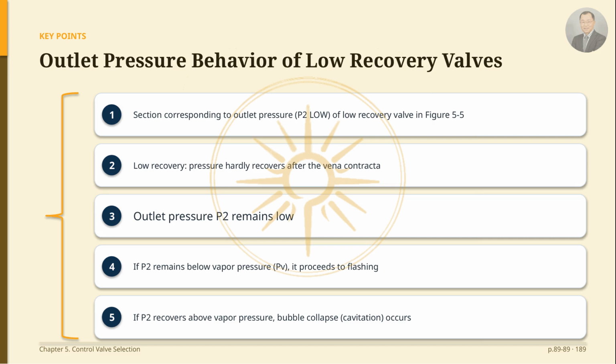Continuing from the previous figure, I will explain the outlet pressure behavior of low recovery valves. In low recovery valves, the pressure hardly recovers after passing the vena contracta, so the outlet pressure P2 remains low. If the outlet pressure remains lower than the vapor pressure of the fluid, PV, the bubbles do not disappear and continue to flow, leading to flashing. Conversely, if the outlet pressure recovers above the vapor pressure, the bubbles collapse, causing cavitation. In other words, the extent to which the outlet pressure recovers is the key variable that distinguishes flashing from cavitation.